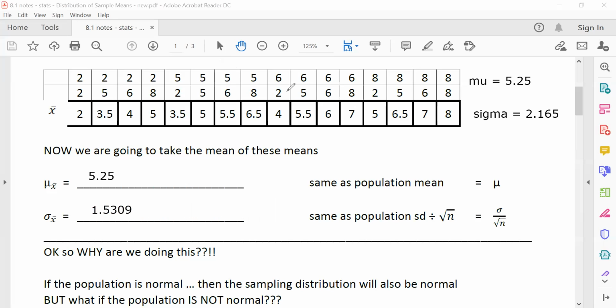What we'll find, and we may not be able to make that connection ourselves without a little bit of help, is that if we took the population standard deviation of 2.165 and divided by the square root of 2, where 2 was the sample size we took in each case, we're actually going to end up with the same thing, 1.5309. And there might be a little rounding error in there.